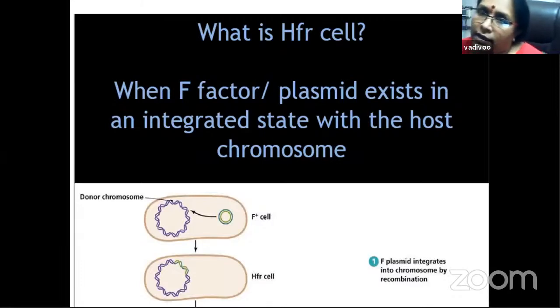When an F factor, otherwise a plasmid, exists in an integrated state with the host chromosome, that is called an HFR cell. So here you can see F plus cells when integrated with the host chromosome. That is called the HFR cell.